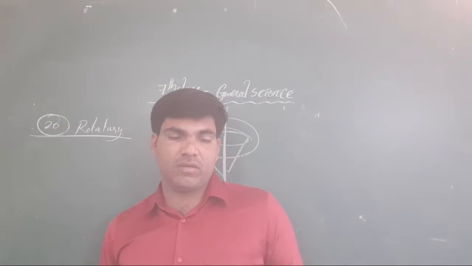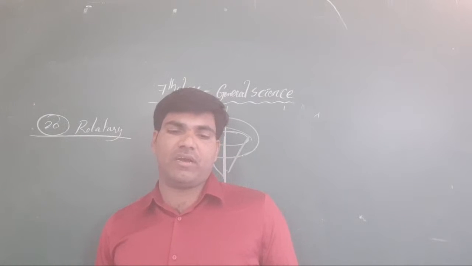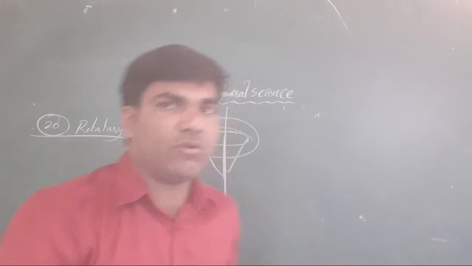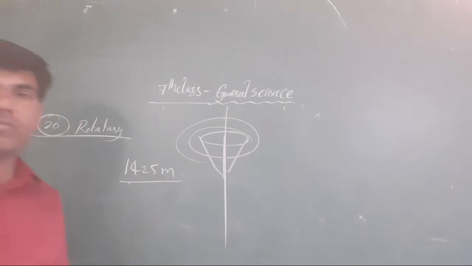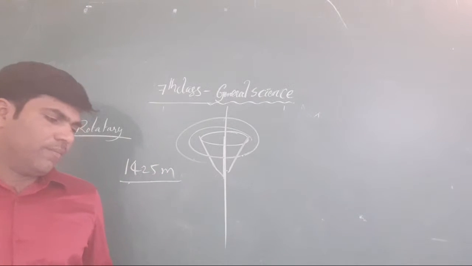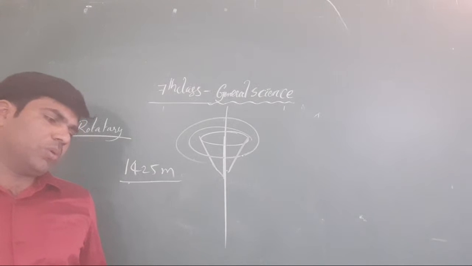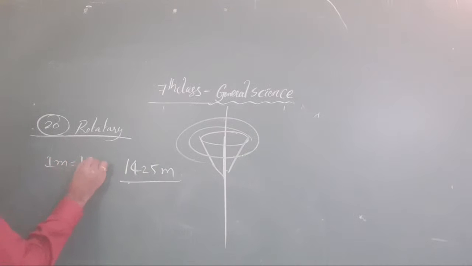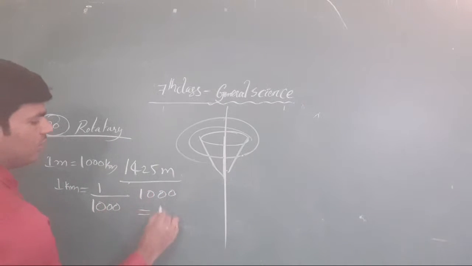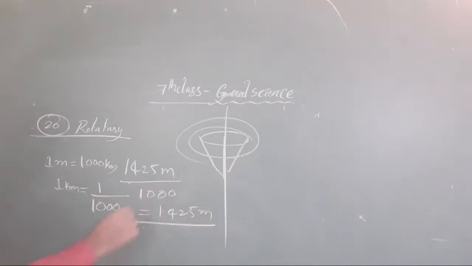Next, 23rd. The distance between Anushka's home and Devika's home is 1425. It is about 1425 meters. Okay, clear or not, all the students? And what is the distance equal to? Okay, now convert it into kilometers. Okay, clear or not, all of you? If it is in kilometers, you know very well, 1 kilometer is equal to 1000 meters. Then 1 meter is equal to 1 by 1000 kilometers. Here also we make it like that only. It is equal to 1.425 kilometers. Like that we are considering.